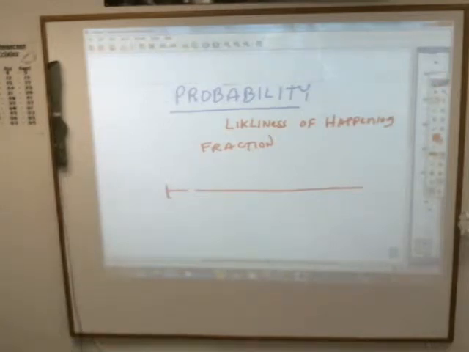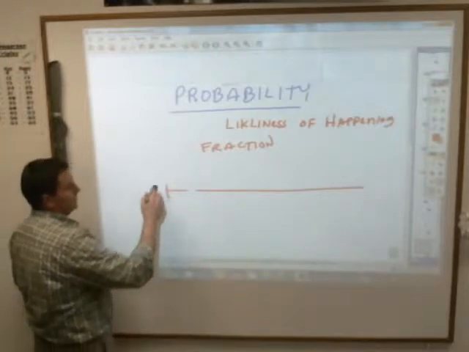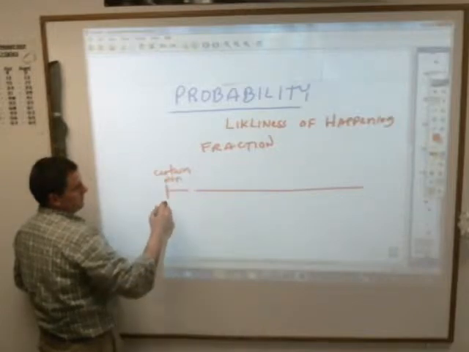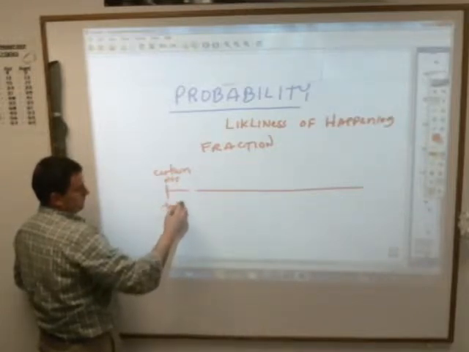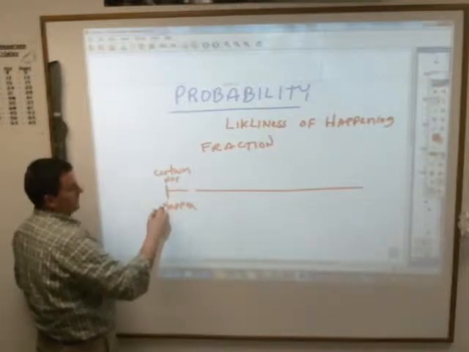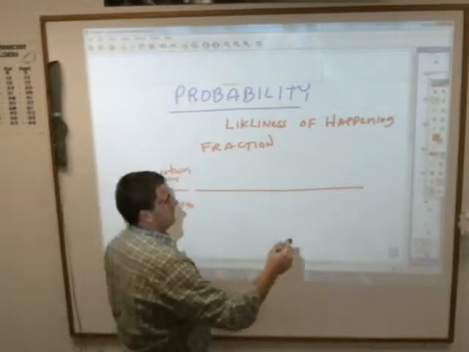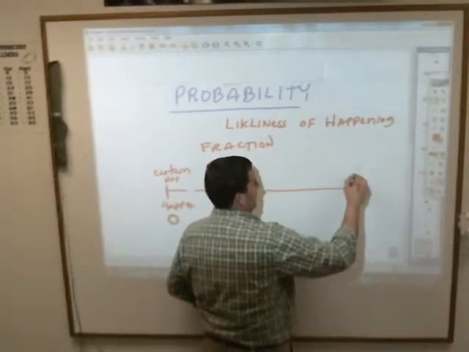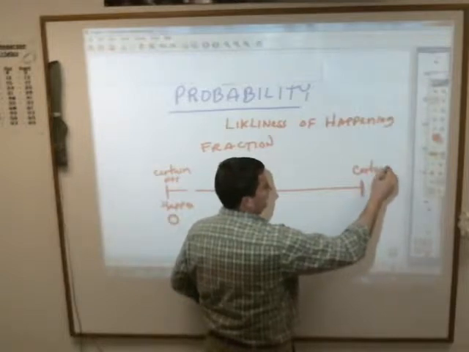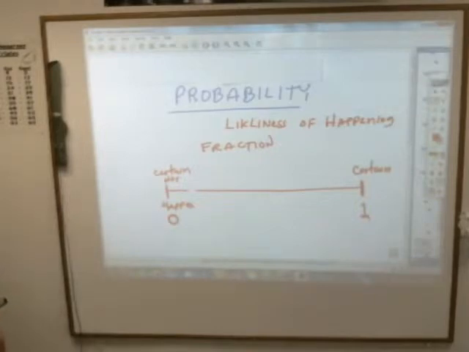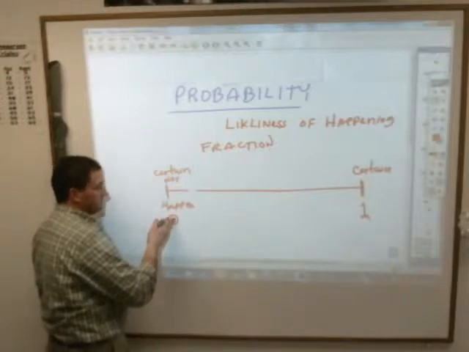If something is not going to happen, or if something is impossible, if something is certain not to happen, it has a probability of 0. If it's absolutely positively going to happen, or if it's certain, it has a probability of 1. For example, the probability that today is Thursday is a 1. The probability that today is Wednesday is a 0.